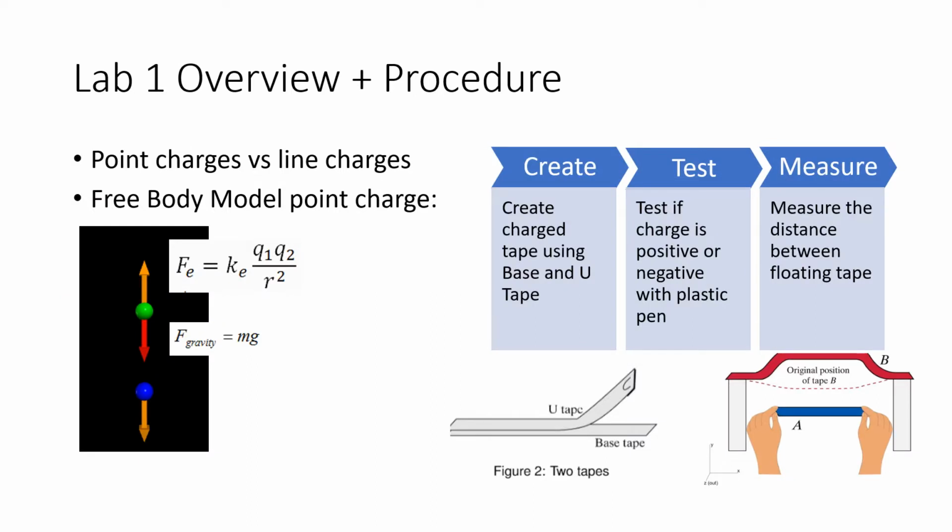In Lab 1, we estimated the charge of the tape by treating each piece as a point charge. In this lab, we'll try to estimate the charge again, but by modeling each piece as a line of infinitely small sections, each with a point charge.